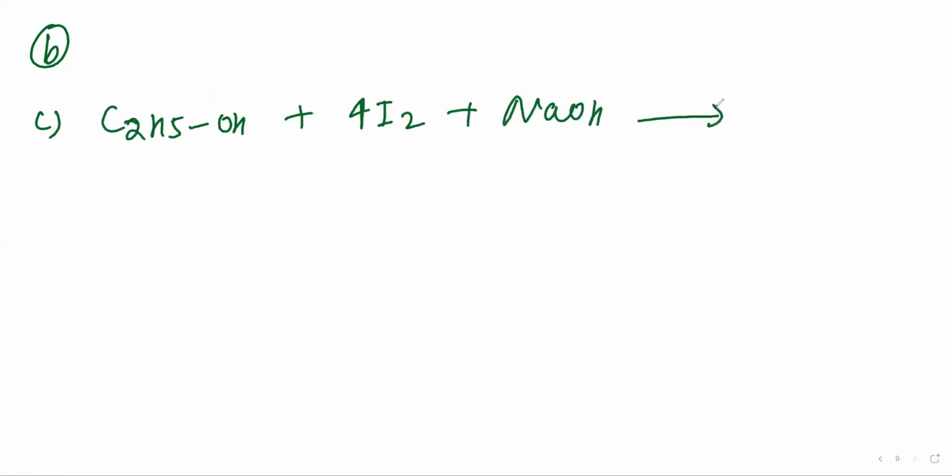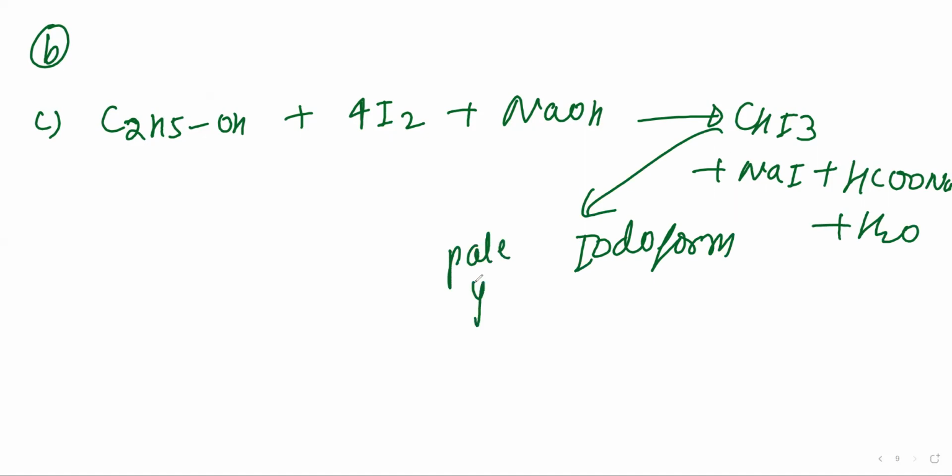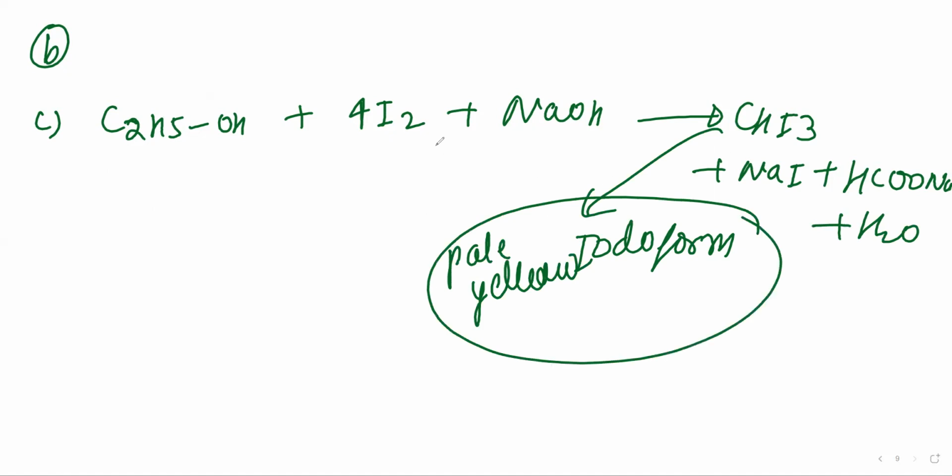Suppose I am taking C2H5OH, ethyl alcohol. It reacts with 4 molecules of iodine plus NaOH. So it forms CHI3 plus sodium iodide plus HCOONa plus H2O. So this is the answer for that. Here we are producing iodoform. Iodoform is pale yellow in color. Okay? So write this reaction.